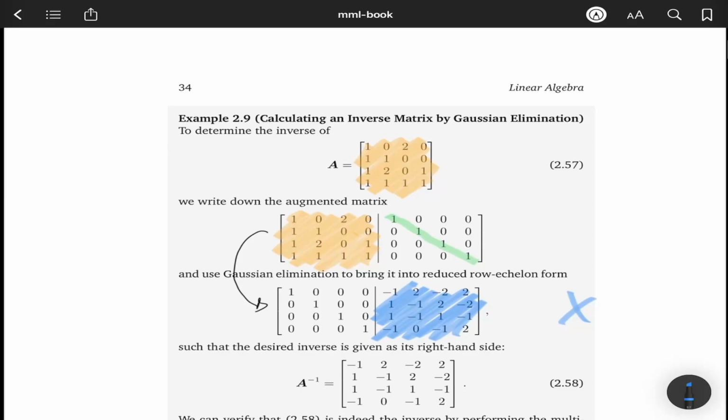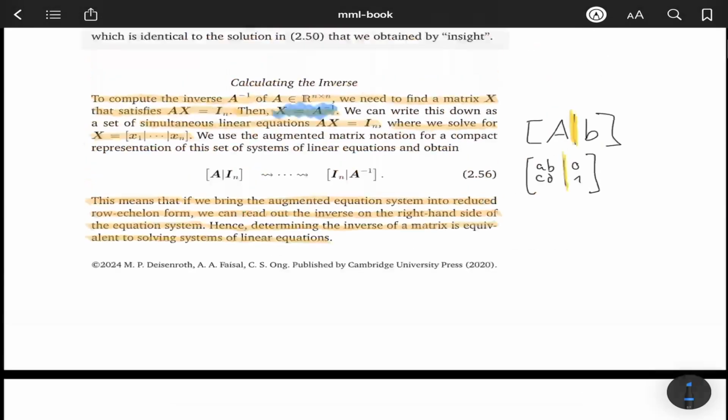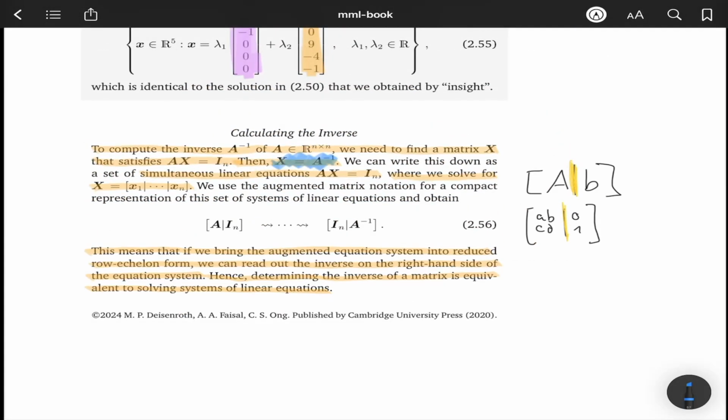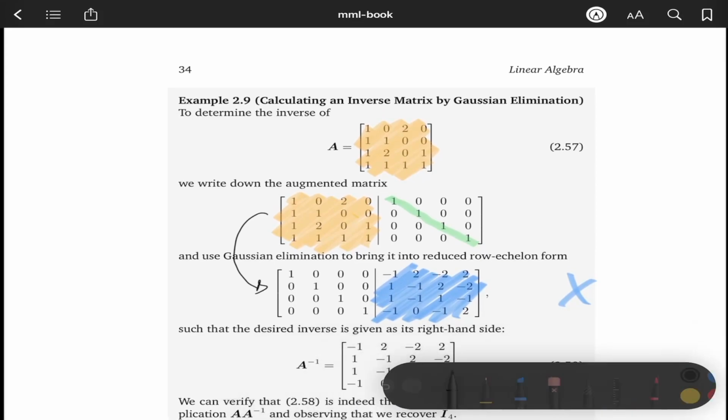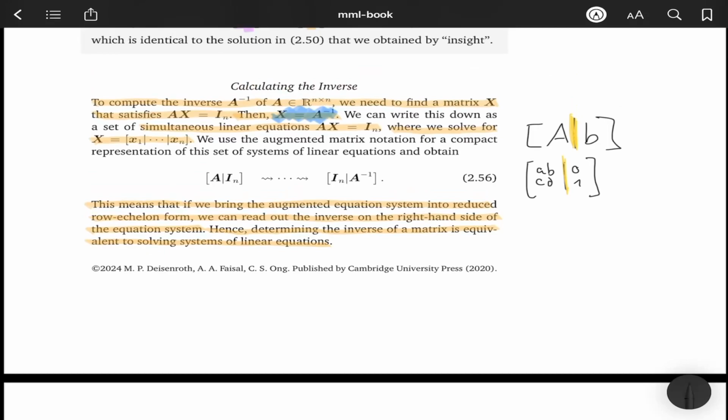Now I'm not getting why this is true here. I'm understanding that if you have a matrix A and you multiply it with the matrix X and you get an identity matrix, that X has to be the inverse. Okay, that's quite easy to understand. And what they're doing is they say we can write this down as a set of simultaneous linear equations. Okay, let's go back to how this actually works.